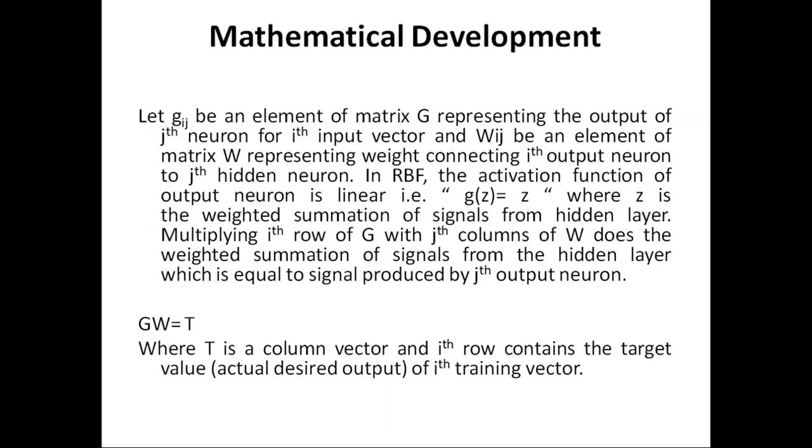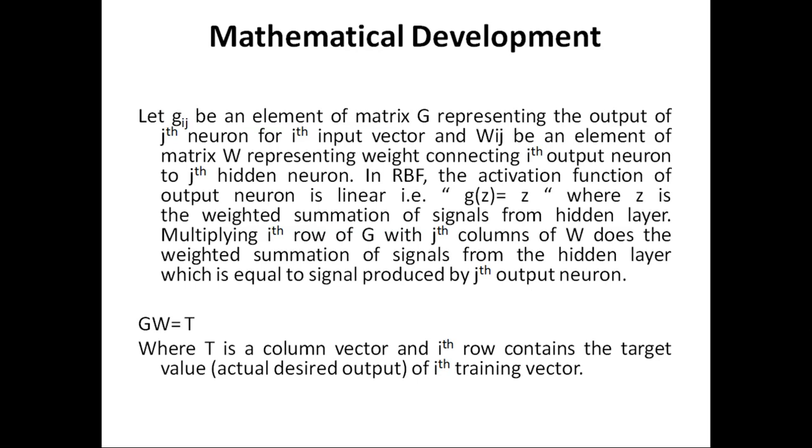Then you can have the mathematical development for the training. Because we are having two types of weight adjustment here, let Gij be the element of the matrix G representing the output of the jth neuron. So the final output of the jth neuron is represented by my matrix G, and the individual elements are the Gij, right? The input vectors, and so this Gij is the input, and let Wij be the element of the matrix W representing the weights. Okay, one is the input, one is the weight.